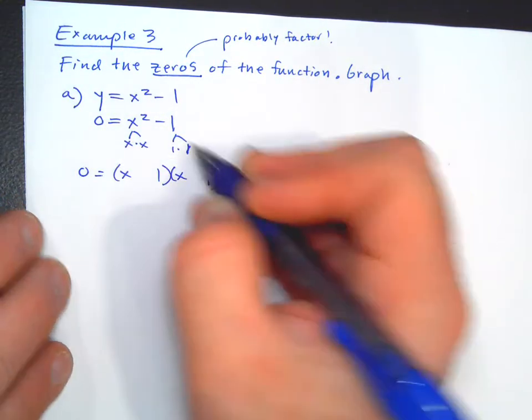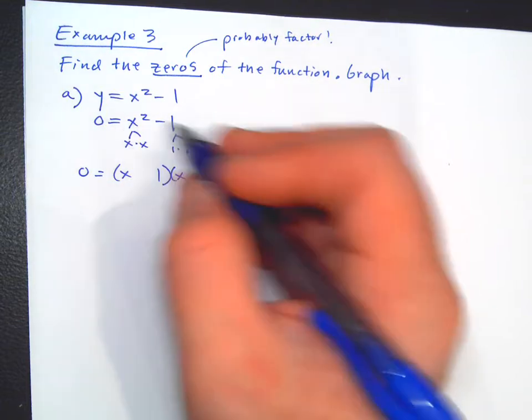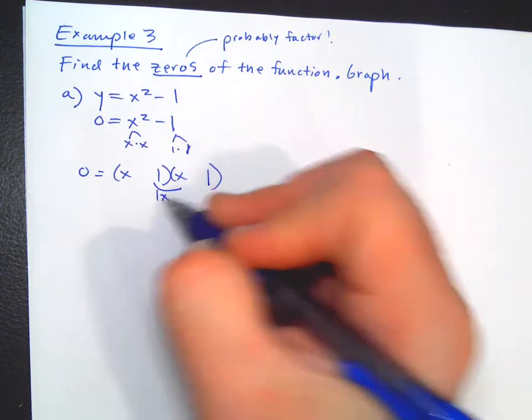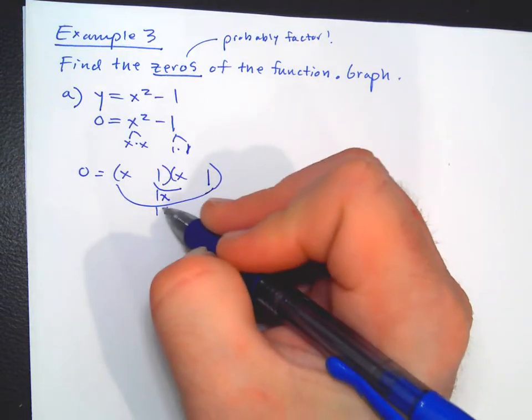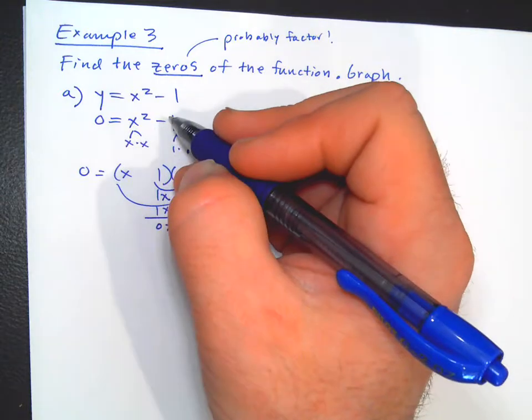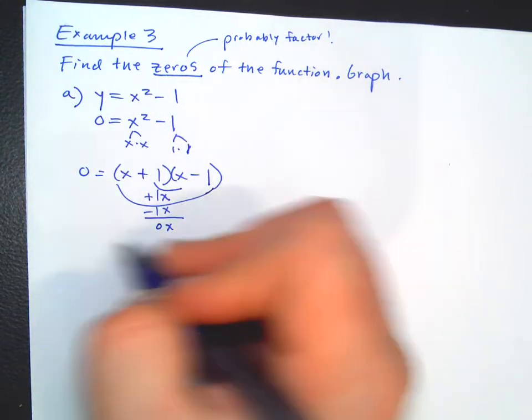And then you might remember this pattern here. This is the difference of squares. If you don't, you can say, all right, 1x, 1x. They've got to add up to 0x because there's no x term in the middle. So one's got to be positive, one's got to be negative. So it's going to be plus 1 and minus 1.